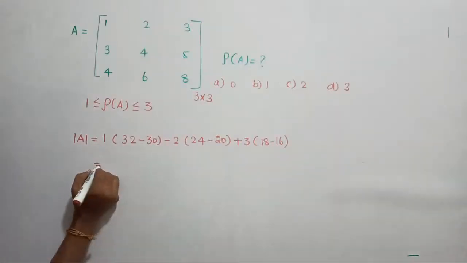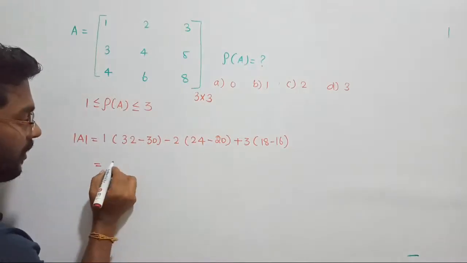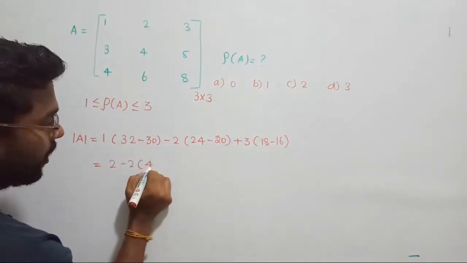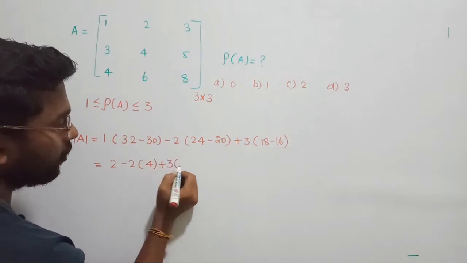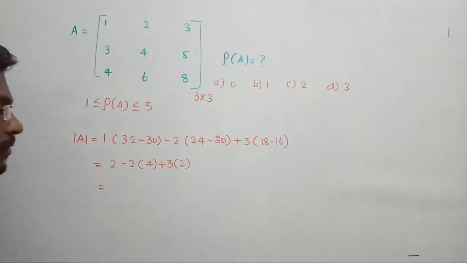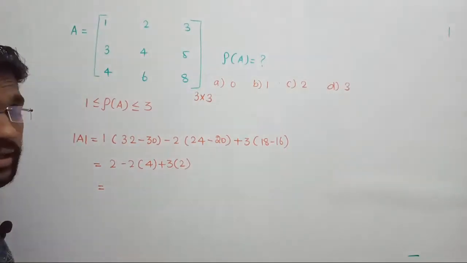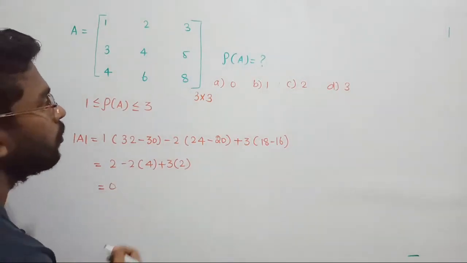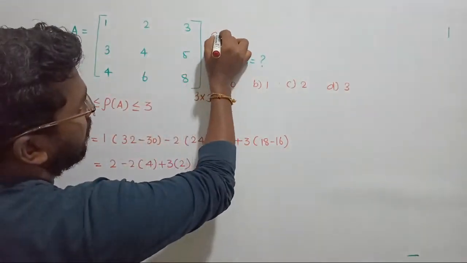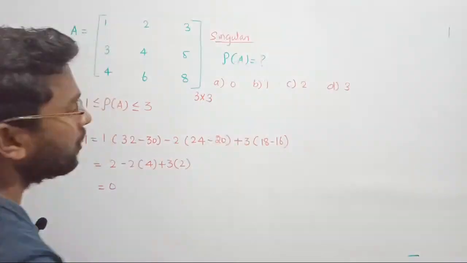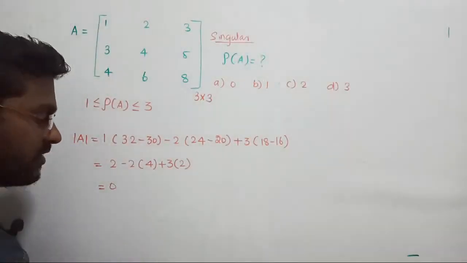Let's proceed further. From this, 32 minus 30 will become 2, minus 2 into 24 minus 20 will become 4, plus 3 into 18 minus 16 will become 2. So 3 times 2 will be 6, 6 plus 6 is 8, 8 minus 8 will become 0. Given matrix is a singular matrix. First I understood the given matrix is a singular matrix. So let me rub this one, or otherwise let us write the answer.